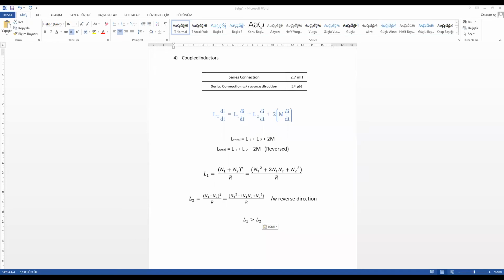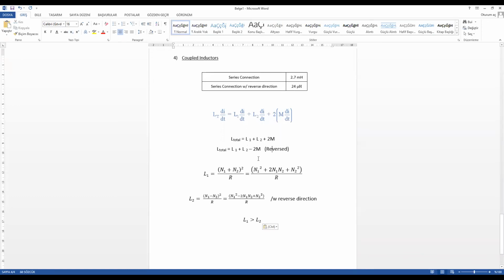In the fourth question, we have coupled inductors connected in series. N1 is the winding number of inductor 1, and N2 is the winding number of inductor 2. If we calculate the equivalent L total, the mutual inductance has different signs, as you can see, the plus sign and the minus sign.